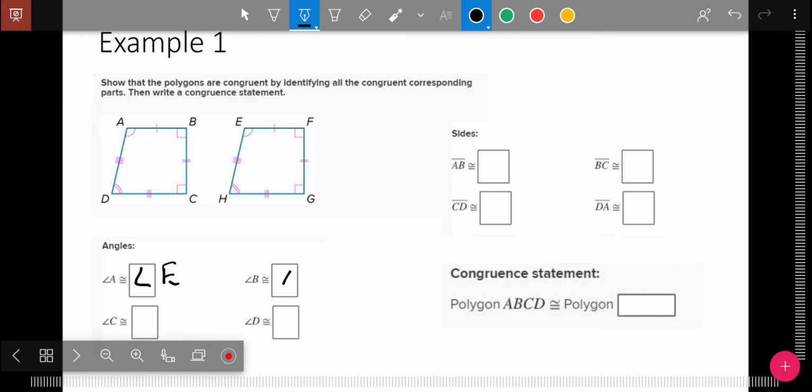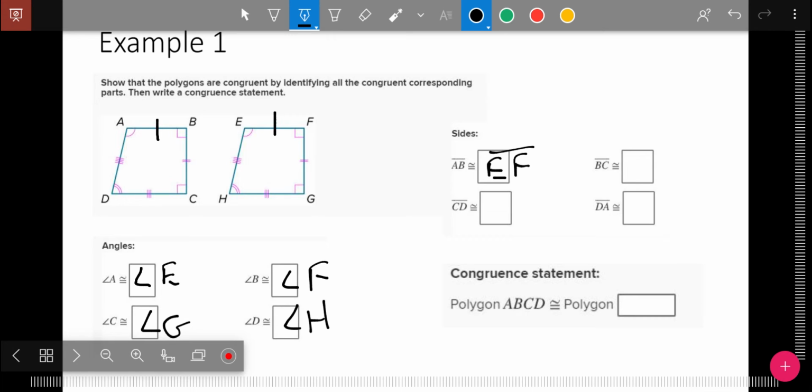G matches with C. And H matches with D. Those are how the angles themselves match up. And now the one dash side. This side has one dash. This side has one dash. And so side AB, segment AB matches side EF or segment EF.